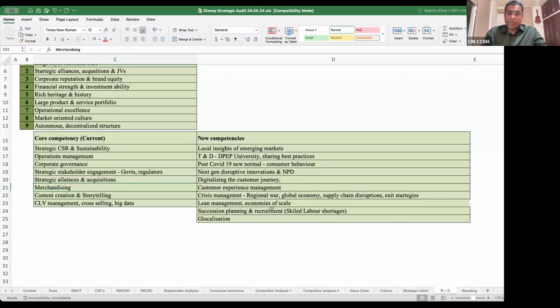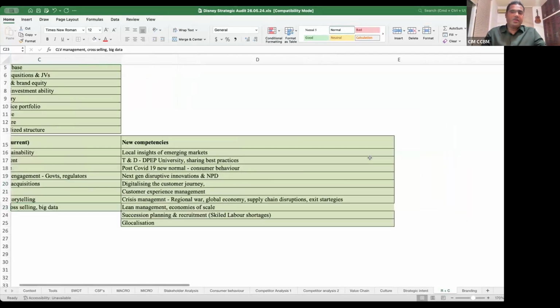Merchandising, you have a very good merchandising strategy. So that is also a strong competency. Content creation and storytelling, the case study tells us that we have a lot of interesting characters, movies, and we keep the brand fresh, right, with new content and storytelling. That is the vision of our founder, Disney. Customer lifetime value management, cross-selling, big data can be a competency that you have.